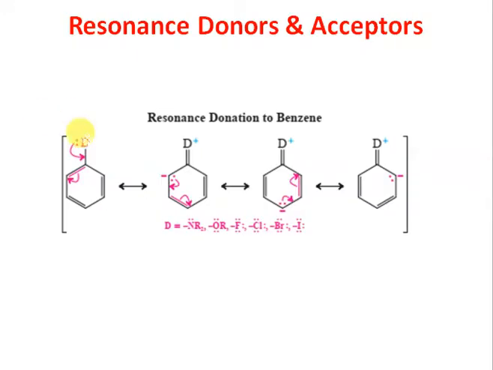So just for summary, if you consider the resonance donor or acceptor atoms, right? The resonance donor atoms include the lone pair containing atoms, right?